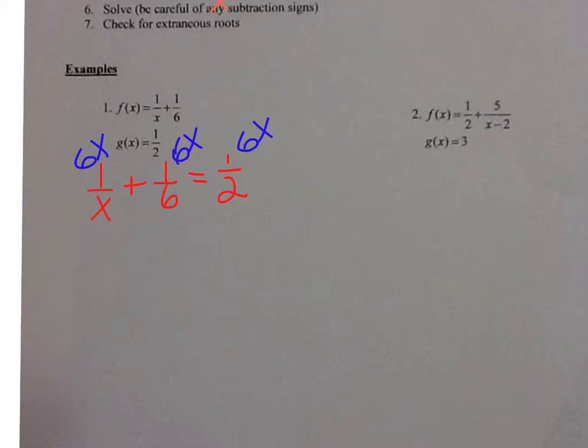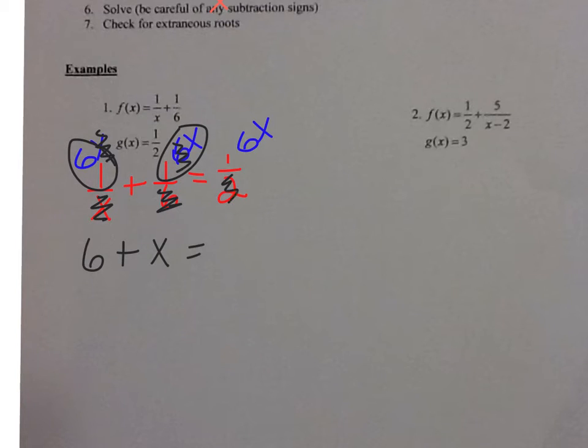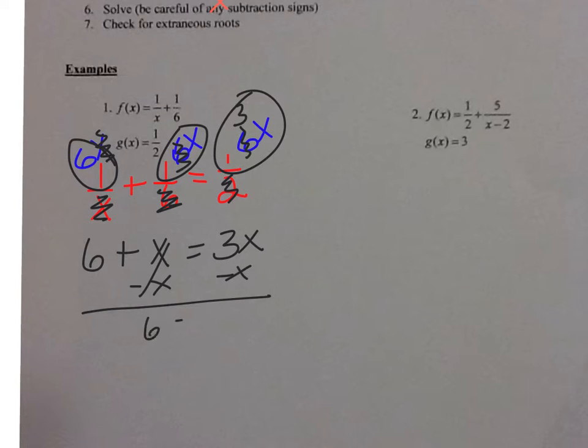So now I'm going to reduce. So x and x reduce, so I'm left with 6 plus 6 and 6 reduce, so I'm left with 1x equals 2 and 6 reduce to 1 and 3, so therefore I'm left with 3x. And now I'm going to solve. Minus x, 6 is equal to 2x, divide by 2, x is equal to 3. And always just make sure that you don't get anything that's undefined, so plug it in, make sure it works.